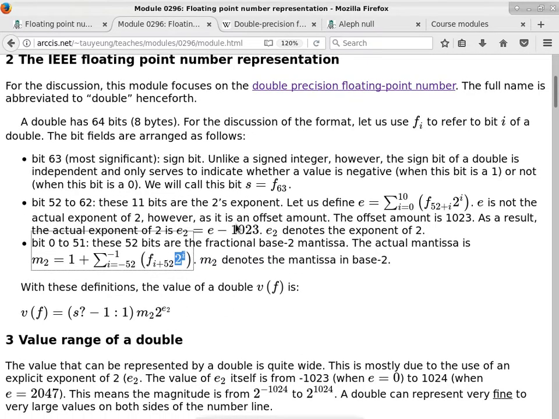The exponent is specified here. So when you look at bit 52 to bit 62, those 11 bits specify E. Let me point out which sigma refers to E. So this is E interpreted as an unsigned number using bit 52 to bit 62. But E is not the actual exponent. The actual exponent is E2, which is E minus 1023. That's something that we just talked about a little bit earlier. Do we have any questions about this?